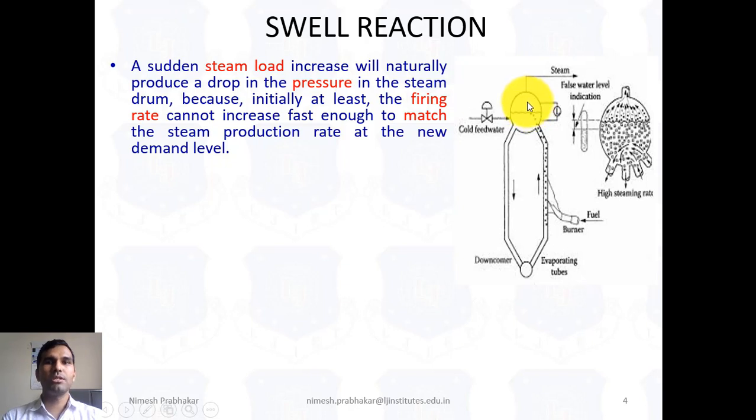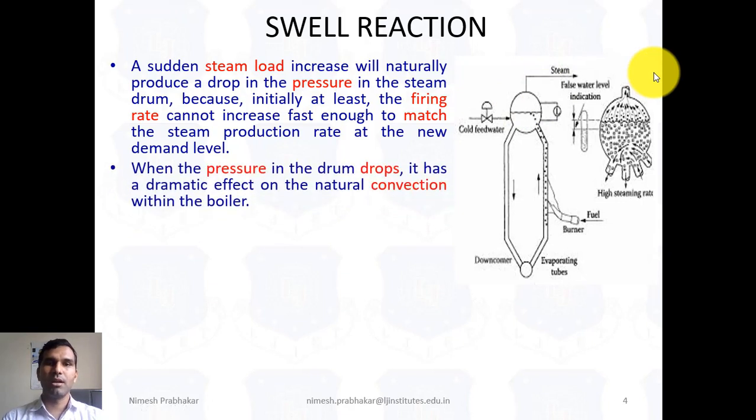Due to this decrease, the pressure level drops suddenly. The firing rate, that means the heat we give to generate the steam, cannot be changed suddenly. Due to that, a pressure difference occurs here. That means we increase the flow rate, and due to that the pressure is reduced.